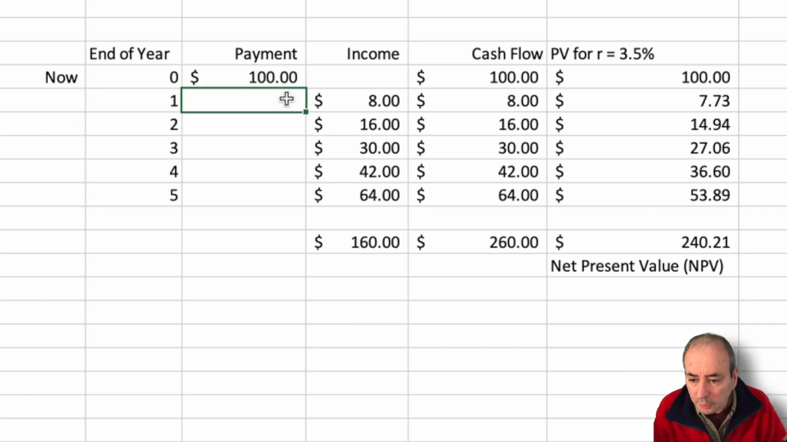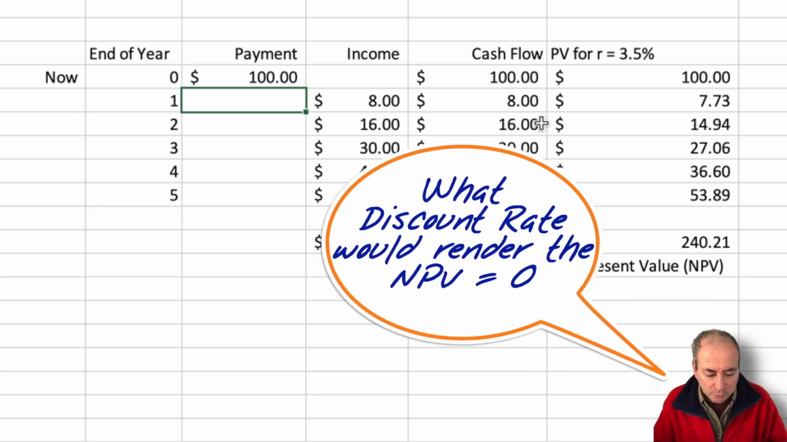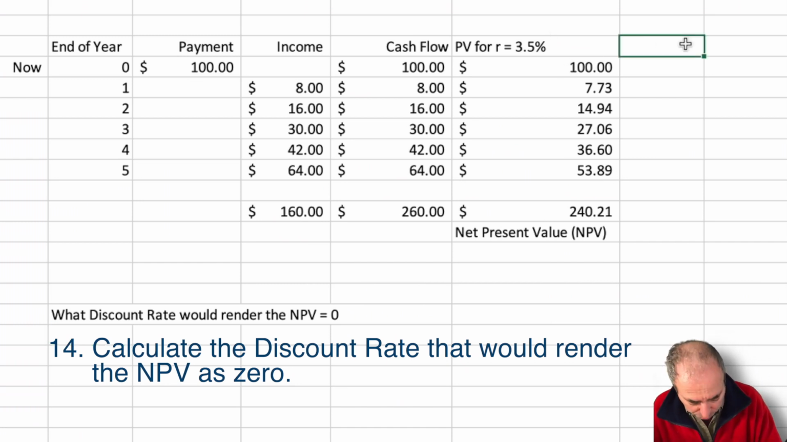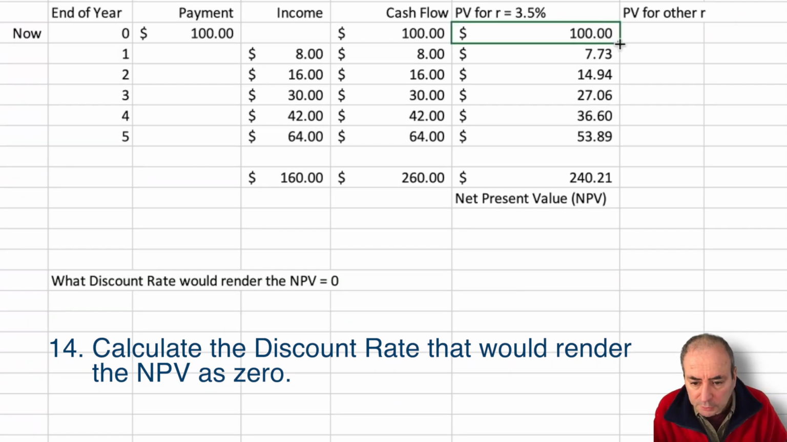Let's reset the payment to $100. Let's ask the question, what discount rate would render the net present value to be exactly 0? And we can do the same calculation, but we can do the present value for other R. So I'm going to use the same formula here, but I'm not going to grab the other R.